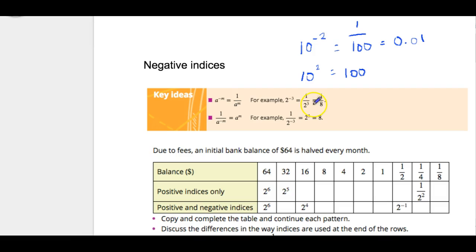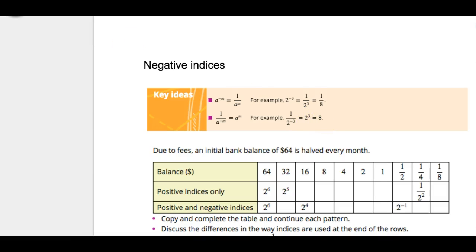So 2 to the power of negative 3 is 1 over 2 to the power of 3. So basically we've turned it into a positive power. But because the base is a number, which is 2, we can actually work out what 2 to the power of 3 is, and it's 8. So 2 times 2 times 2 gives you 8. Now, if you had 1 over a negative power, you can see the rule here, we get 2 to the power of positive 3, which is just 8.